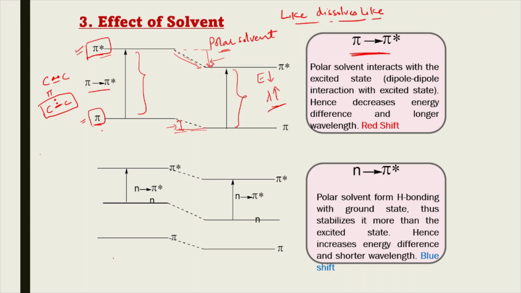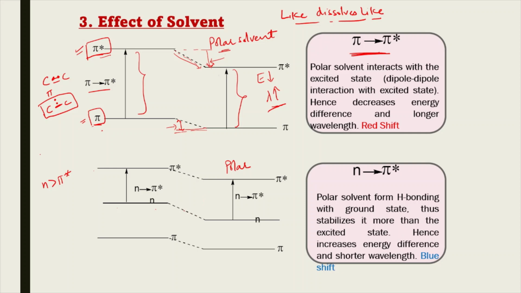Here, if we compare the polarity of non-bonding and pi star state, non-bonding is already a polar system, and the pi star is also a slightly polar system as compared to the non-bonding state. So, if we compare the polarity, non-bonding is more polar as compared to pi star. Here again, like dissolves like. On this principle, the polar solvent will stabilize the more polar state more as compared to the other state.